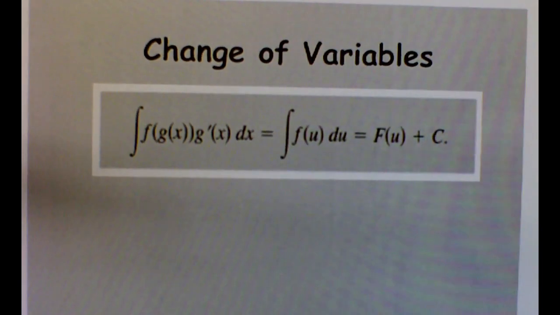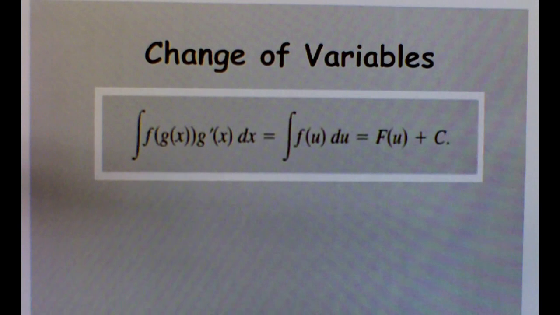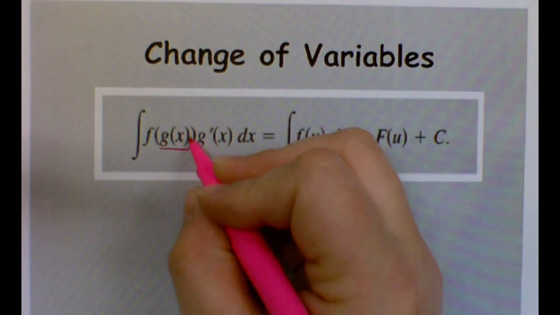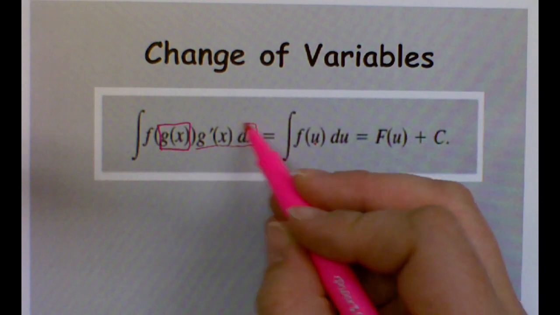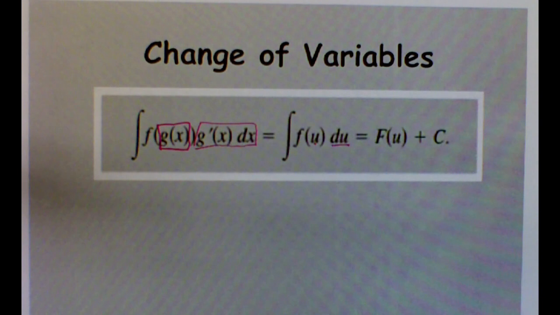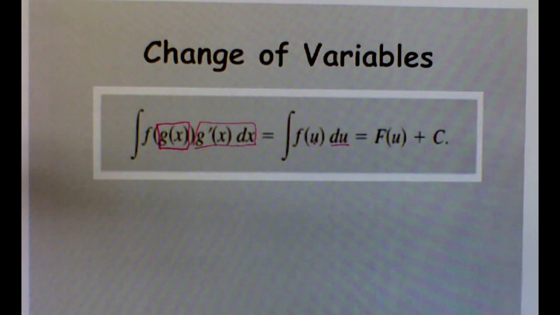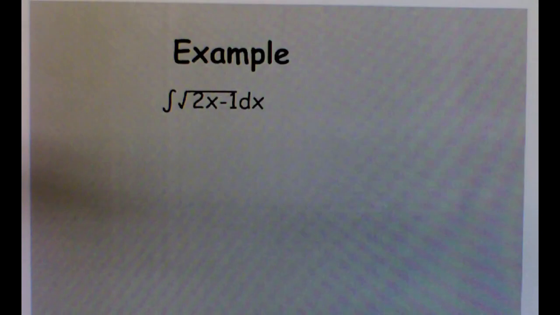We call this a change of variables. So in a change of variables, we say, okay, this inner piece here, that's going to be u. g prime of x dx, that is our du. So we are actually finding the antiderivative of f of u du, which is capital F of u plus c.